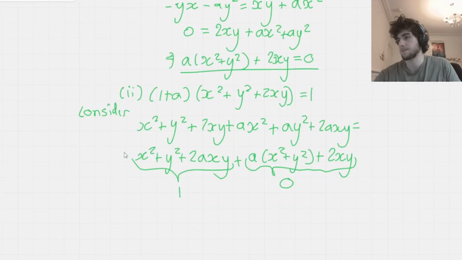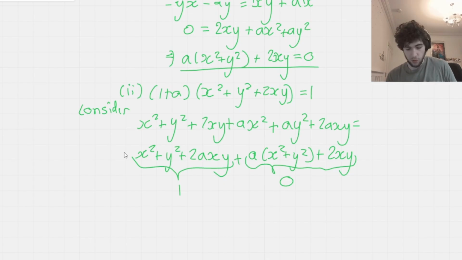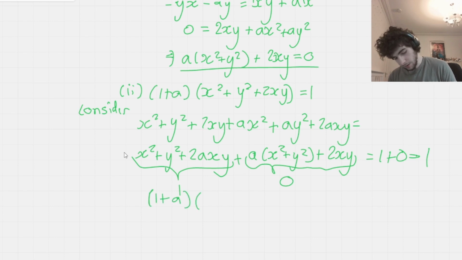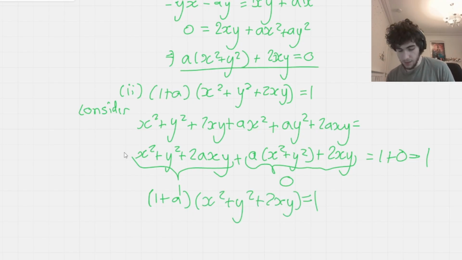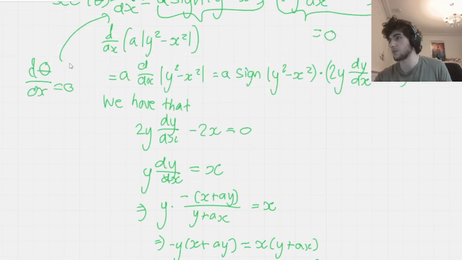Okay, very good. And so therefore, what we have here is 1 plus 0, which is simply 1. And so we've shown that it is indeed true that 1 plus a multiplied by x squared plus y squared plus 2xy is indeed equal to 1. And that completes that part of the question.